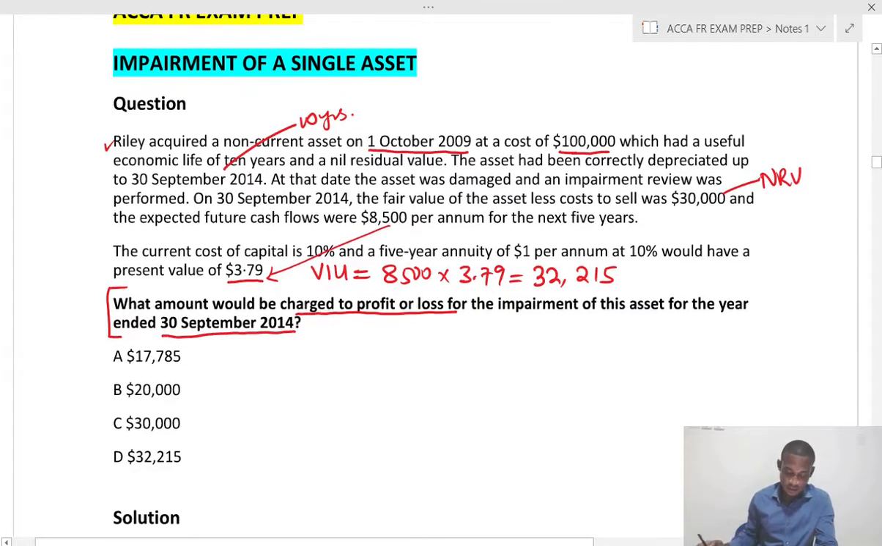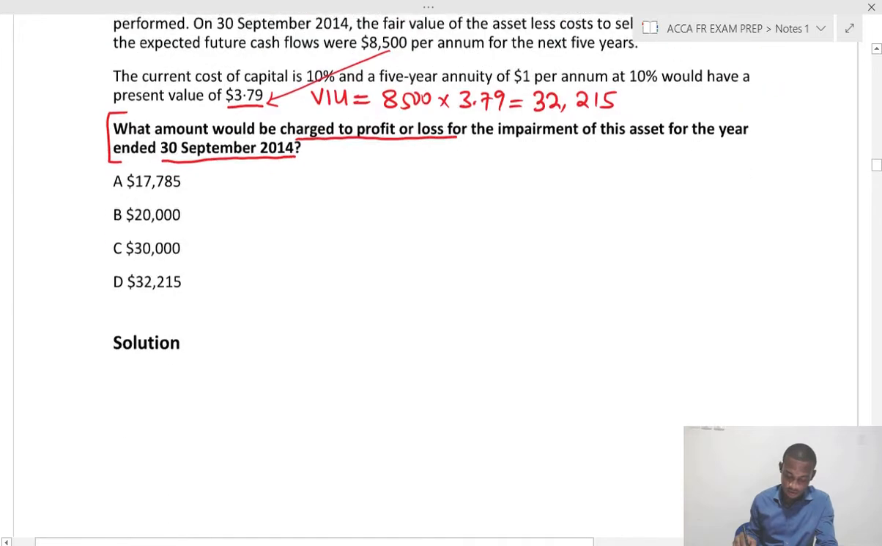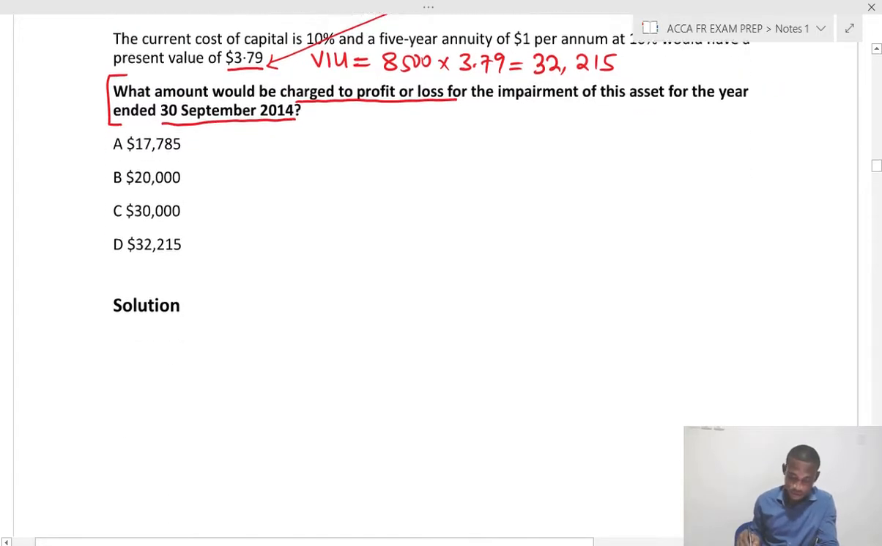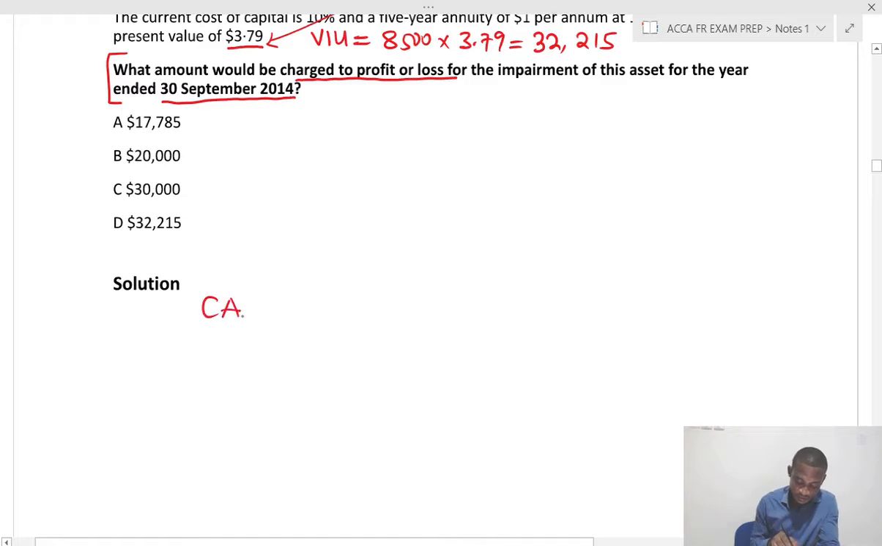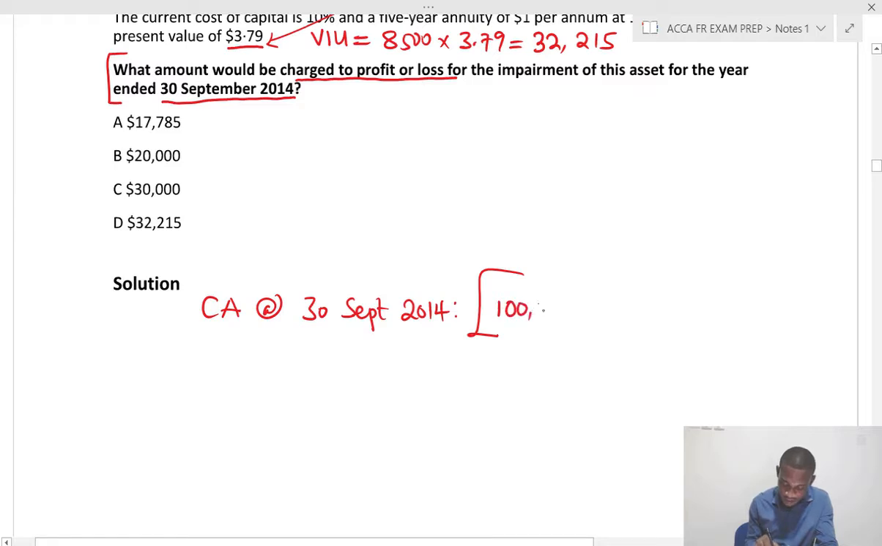Now, in determining the impairment, we have to look at the carrying amount at 30th September 2014. And this should be the cost, which is 100,000, less accumulated depreciation. And what's that accumulated depreciation? It is the 100,000 divided by the number of years, which is 10, times the number of years up to date. And how do we find that number of years up to date? Let's see.